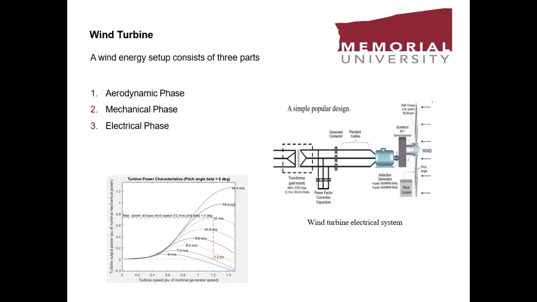A wind energy system consists of 3 parts. The first stage is the aerodynamic phase, the second one is the mechanical phase, and the third one is the electrical phase. This picture displays the power-speed characteristics of the wind turbine in per unit values, offering a clear understanding of how its performance changes under various conditions.